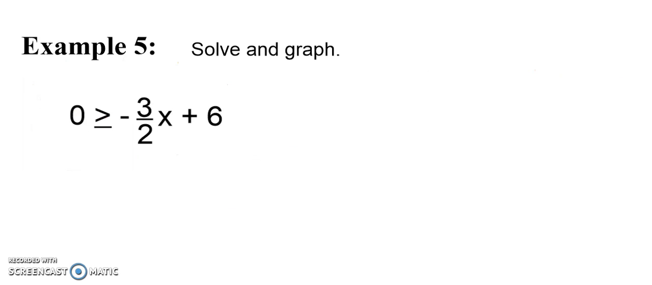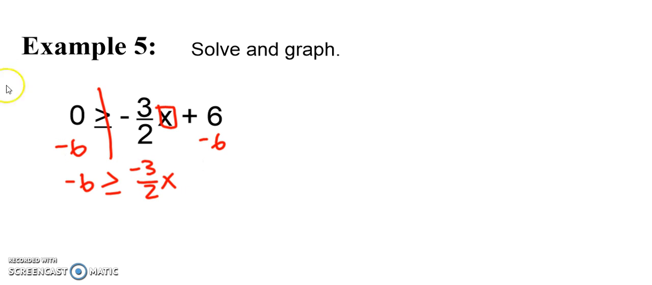Alright, so let's see that in action. So I'm going to balance my equation. Box my variable, and I will be getting rid of my constant 6 first. Subtract 6 from both sides. I get -6 is greater than or equal to -3/2 x. Now I'm going to multiply both sides by the reciprocal to get rid of this fraction, which would be -2/3.